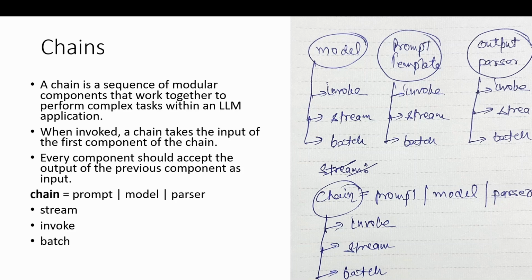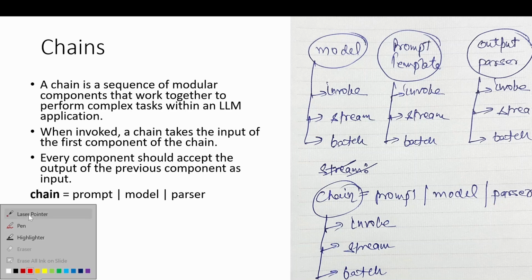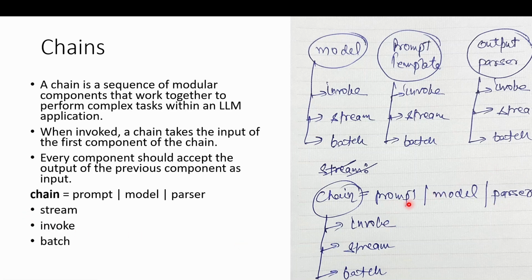Similarly, the concept of a chain is that we can integrate all these components together, and the syntax is also very simple. This is how we create a chain. Let me take one highlighter. Okay, so this is the prompt, the model, and the parser. We write the first component, the prompt, and then there is a pipe, then the second component, the model, and the third component separated by a pipe.